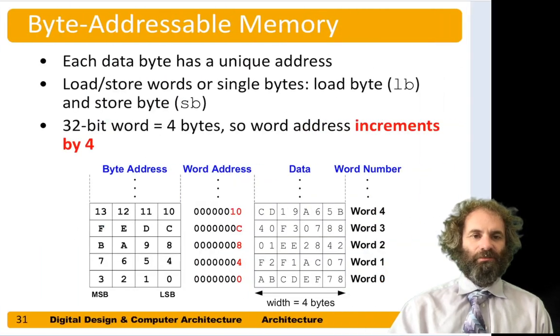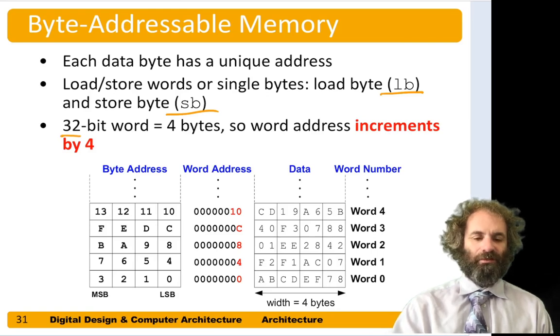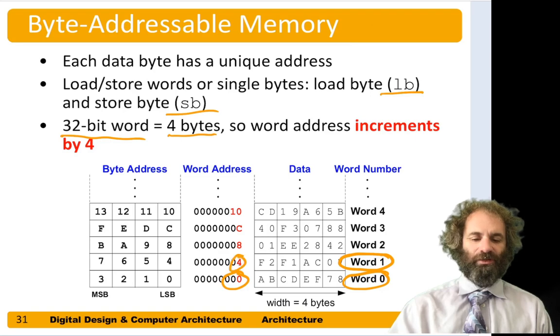Now in reality, most computers use byte addressable memory. So each data byte has its own unique address. And we introduce load instructions that can access a byte as well as just a word. A word in our processor is 32 bits, so that's 4 bytes long. So each word address is a multiple of 4 bytes. Word 0 is still at address 0, but word 1 is really at address 4, not 1. Word 2 at 8, word 3 at C, word 4 at 10 in hexadecimal.